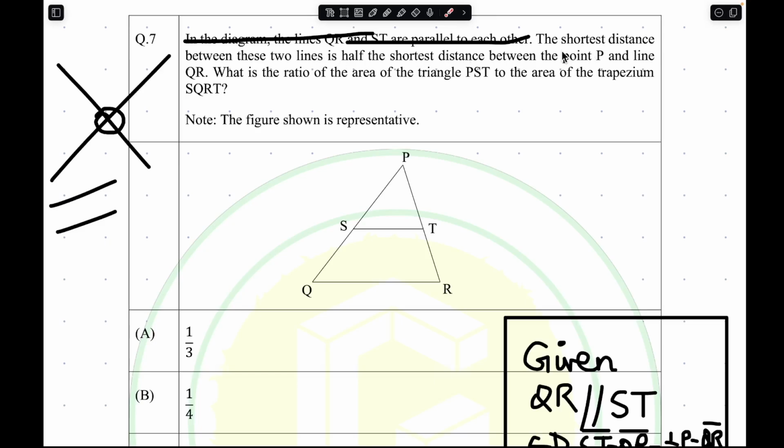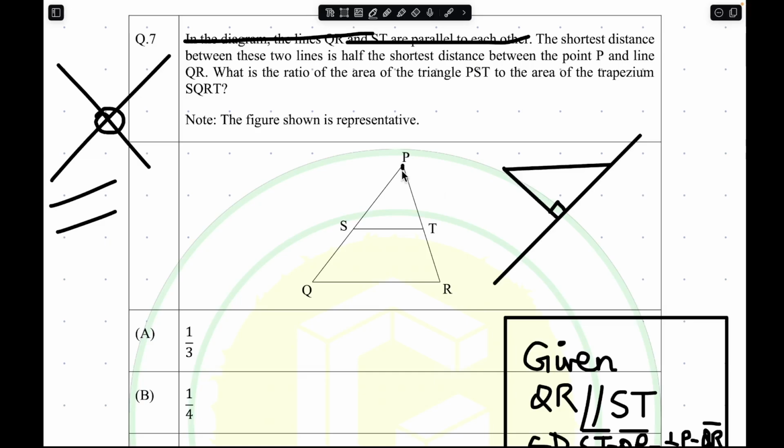Then they are saying that the shortest distance of these two lines is half of what? The shortest distance between the point P, this point, and this line, the line QR. Now the concept of shortest distance from a point P, suppose that this is a point and this is your line, right? The shortest distance from a point to a line is the perpendicular that is drawn from that point on the line. As you can clearly observe, any distance which is not the perpendicular is going to be greater than the perpendicular. The shortest distance is given by the perpendicular.